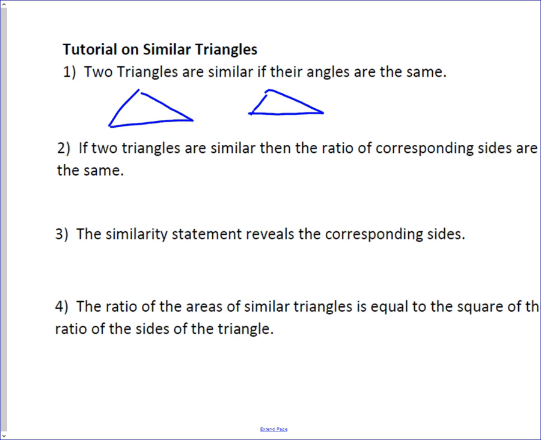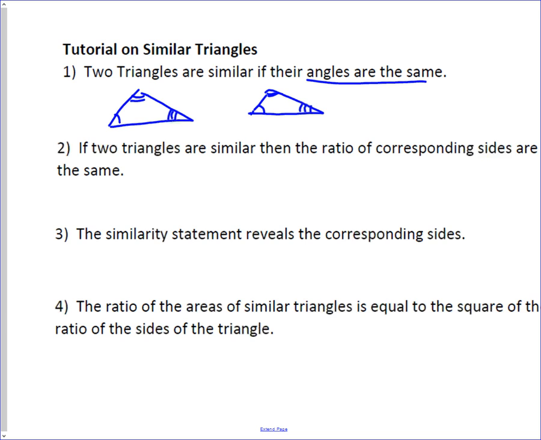And the key is, if they're similar, then their angles are the same. So that means that this angle would have to be the same as that angle, this angle would have to be the same as that angle, and this angle would have to be the same as this angle. And in triangles, it is actually enough to know that two of the angles are the same, because once you know two of the angles in a triangle, you know the third angle. And so all we're looking for when we're trying to work with similar triangles is, do they have the same angles?